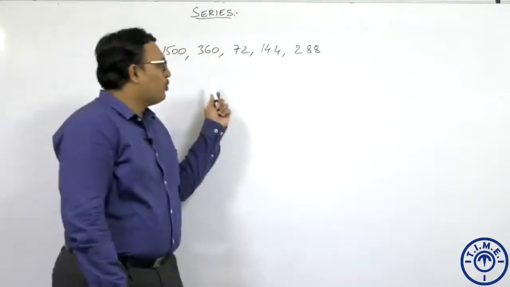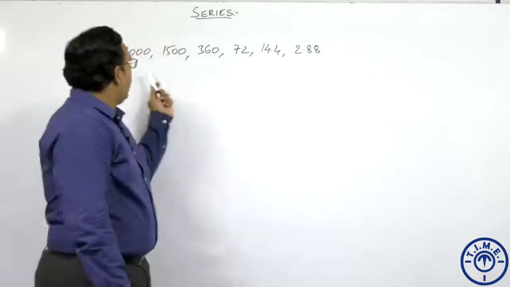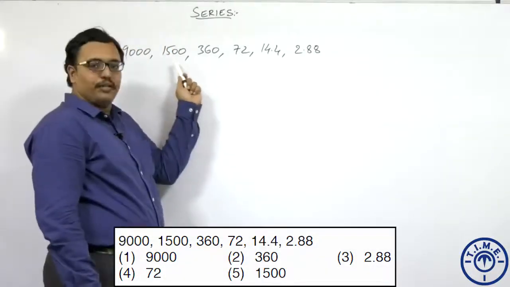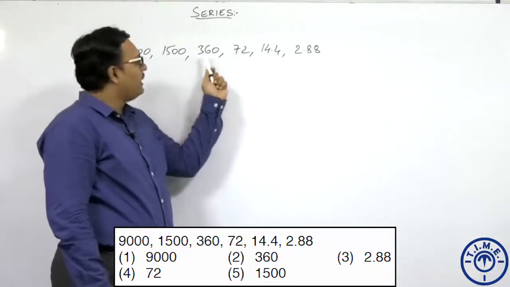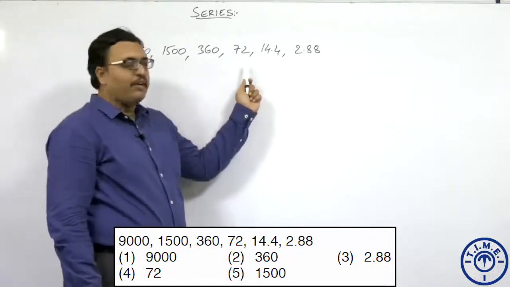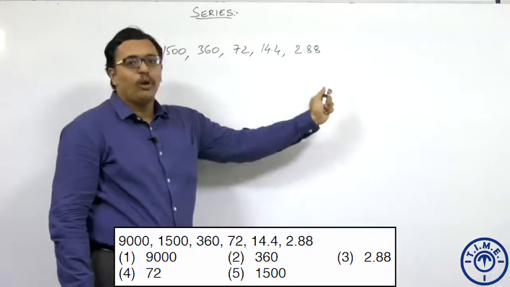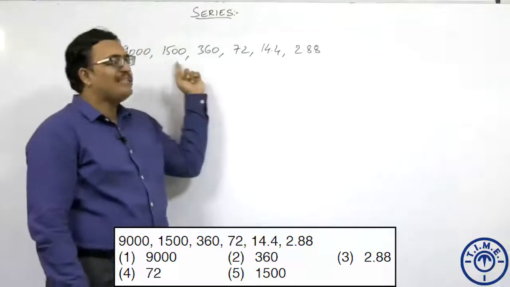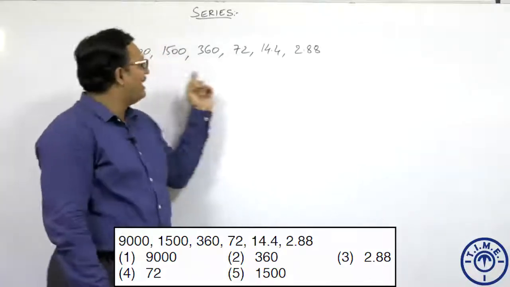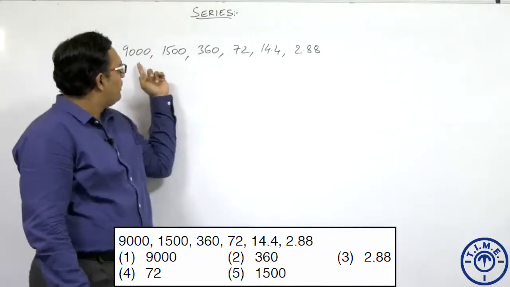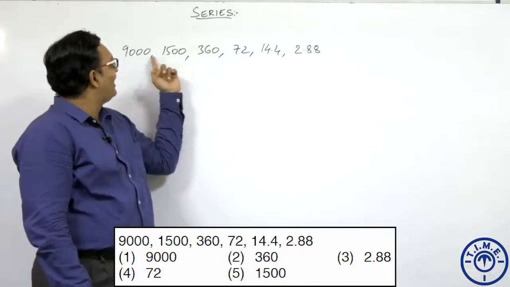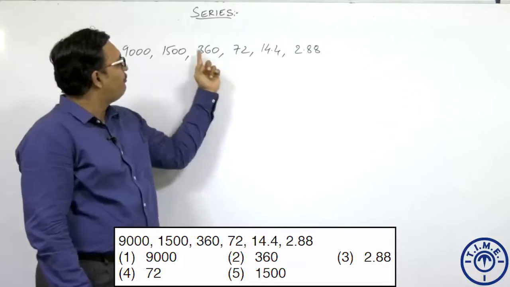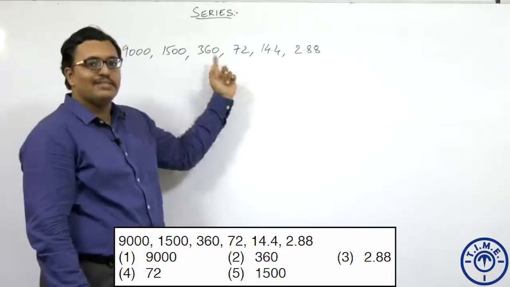Now, if you look into question number 12, here what is happening? First is 9,000, then it came down to 1,500, then it came down to 360, then 72, then 14.4 and 2.88. Now if you carefully analyze the numbers, it is in decreasing order, and also it is a sudden decrease. See, from 9,000 it came to 1,500. From 1,500 it came to 360. So there is a sudden decrease.